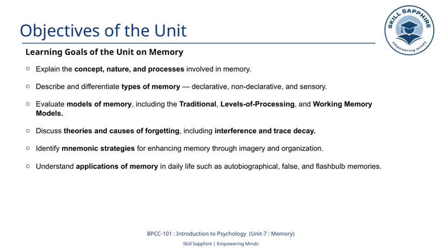Next, we'll look at the different types of memory. We'll differentiate between declarative memory, which involves facts and events we can consciously recall, non-declarative memory, which includes skills and habits that operate unconsciously, and sensory memory, the brief retention of sensory information immediately after an experience.